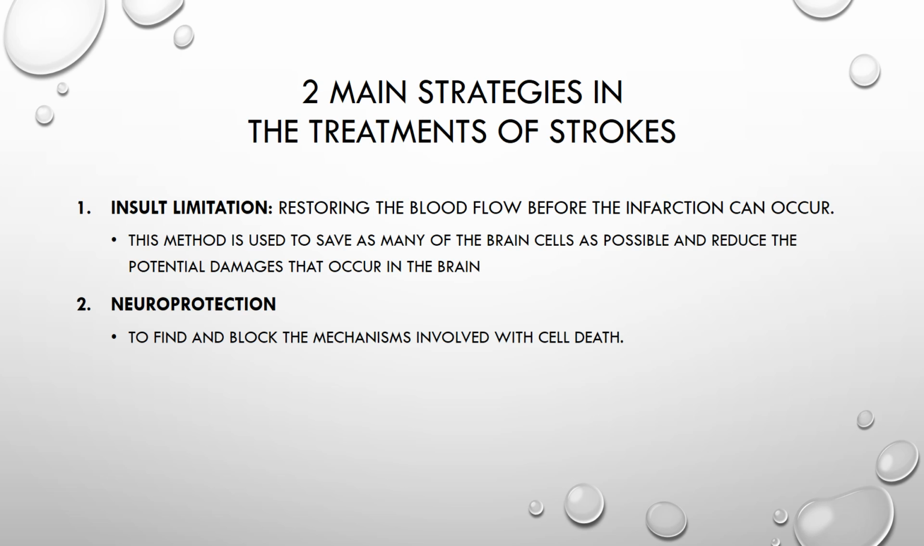The second strategy in treatment of strokes is called neuroprotection. And this method is used to find and block the mechanisms involved in cell death. Strokes cause cells to die in two different ways. The first is known as necrosis, which is cell swelling and the failure of the cell's outer membrane. And the second is known as apoptosis, which is when cells shrink. And this is what activates the key suicide genes in the cells.